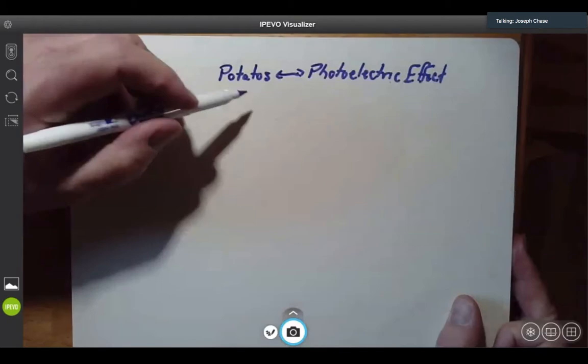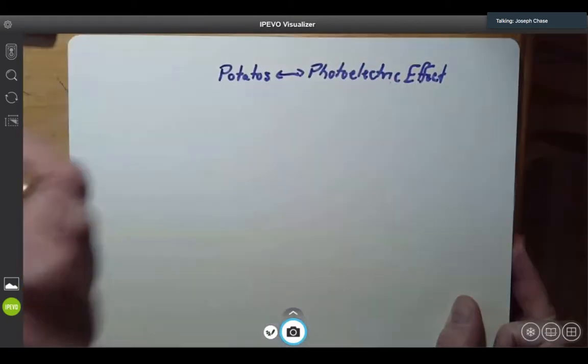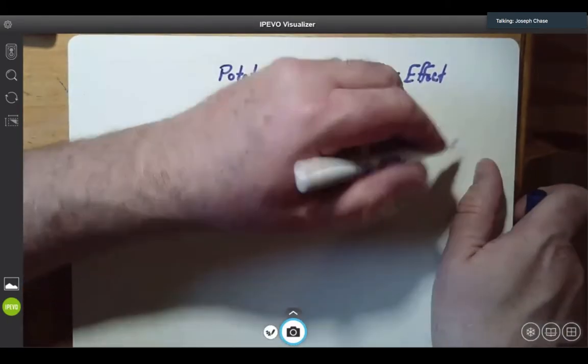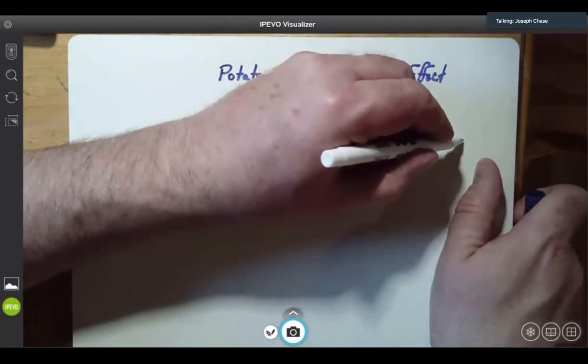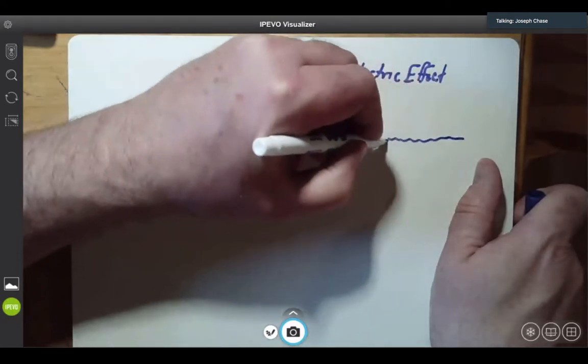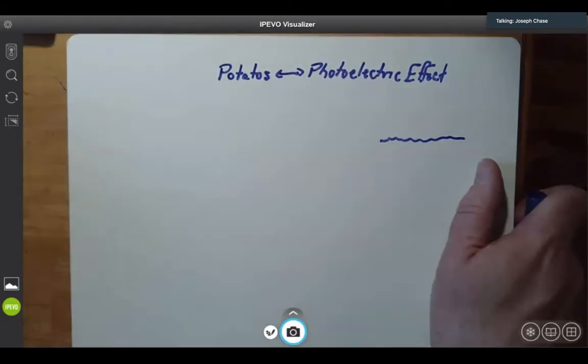I don't know if I should have an E on that, but that's okay. All right, well, how's potato farming work in the first place? So I'm just going to do a little illustration over here. All right, here's the ground level. I don't know why the ground is purple tonight, but it is.